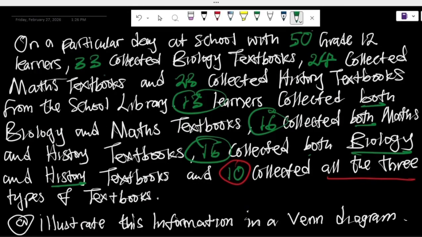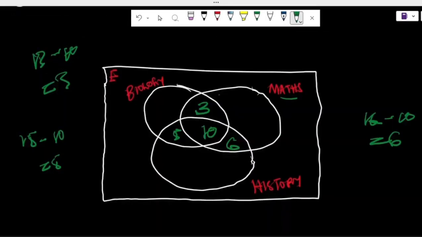Now, keep in mind that the number of students who collected biology textbooks is actually 33. This is the total number of students who collected biology textbooks. So this means that when you look at this biology set, the total number of learners or students here should add up to 33. Notice that we have 3 here, so this is 3 plus, we also have 10 in this biology set, so this is going to be 10.